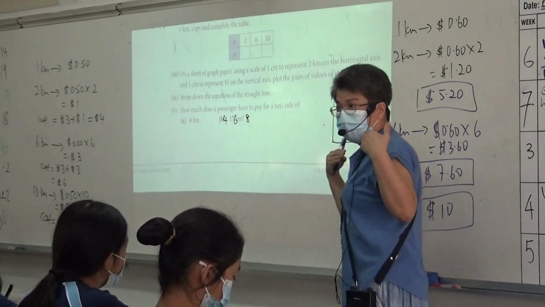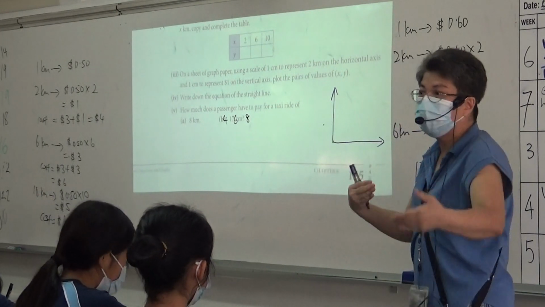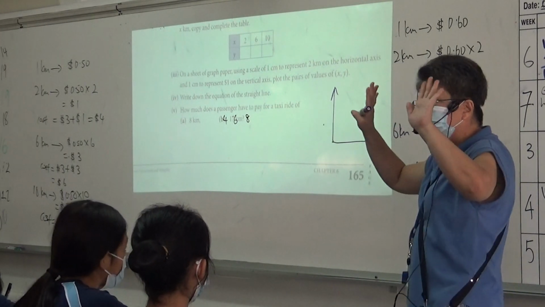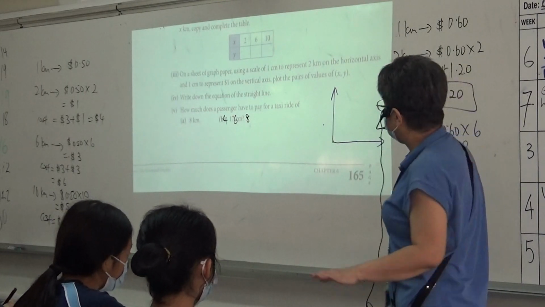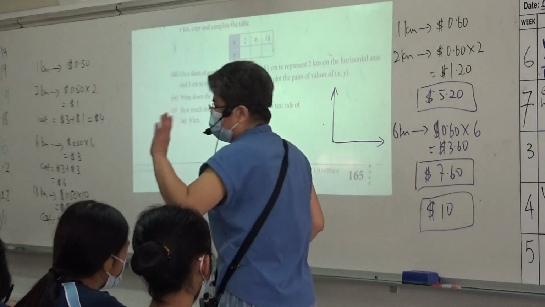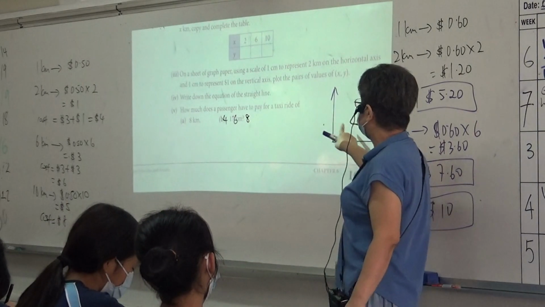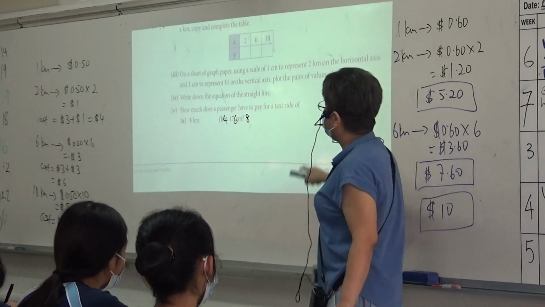What did they say here? On a sheet of graph paper, using a scale of 1 cm to represent 2 km on the horizontal axis. Horizontal means this one. And 1 cm to represent $1 on the vertical axis. This is $2, it doesn't matter. I will show you later. Can you go according to mine first? Then I'll show you yours, because it's essentially the same, just a different scale. Everybody okay? So 2 cm, I just want you to know that this is called the horizontal axis, this is called the vertical axis.